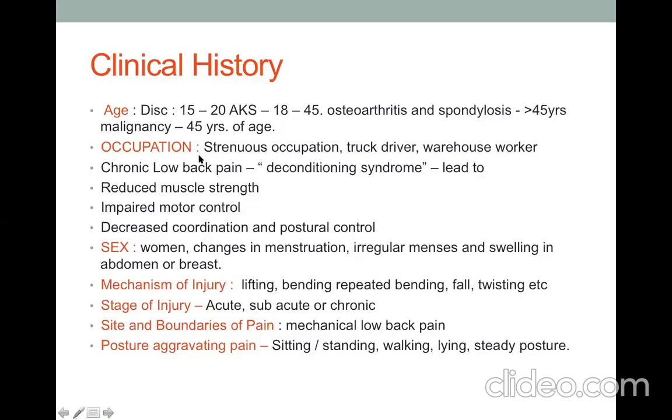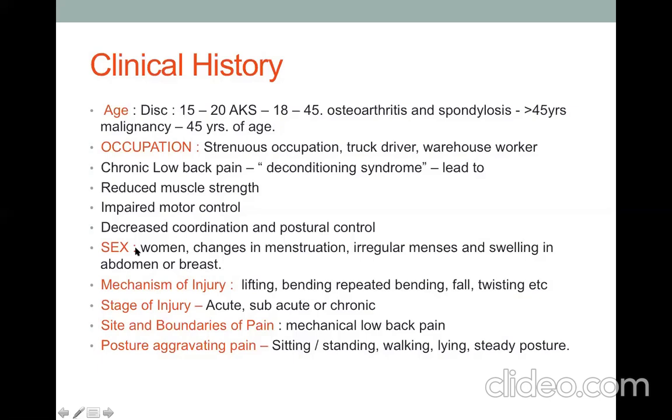Strenuous occupations like truck driver, warehouses have more chances of getting low back pain. Deconditioning syndromes means if you have a chronic pain, there could be surrounding reduced muscular strength. There could be an impaired motor control. Also, there would be a loss of proprioception, so your joint position sense is decreased. So there is a decreased coordination as well as decreased postural control.